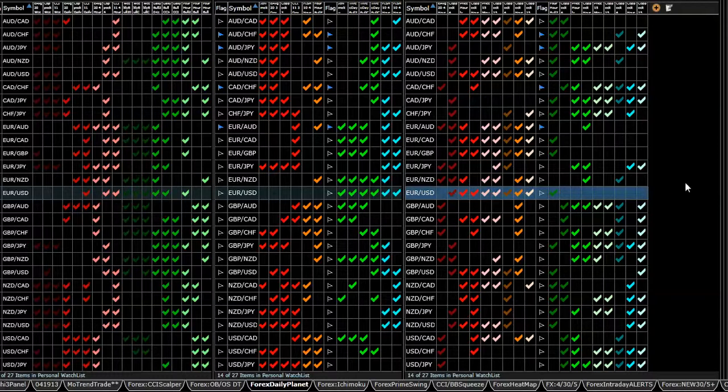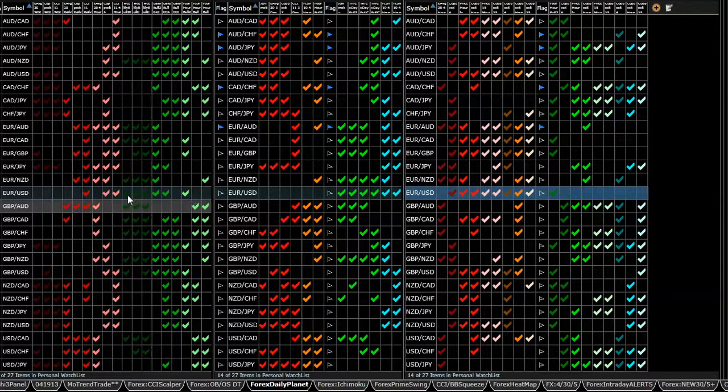I wanted to look at the overall heat map again and zero in on the Euro US dollar, starting with our weekly, daily, and 4-hour heat map, which is over here on the left, which is the first heat map that's issued every morning in the Forex Daily Planet.